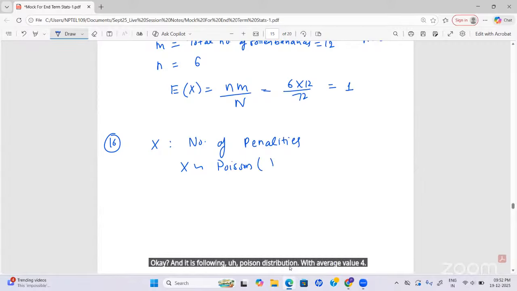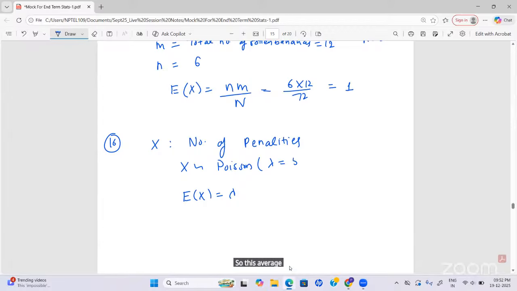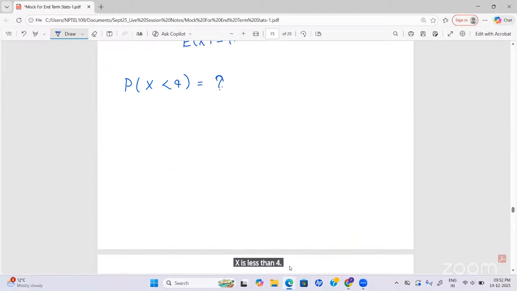So we all know that the expected value for a Poisson random variable is equal to lambda. So this average value is given as 5. We have to find the probability that x is less than 4. Now what is the probability mass function of the Poisson distribution?